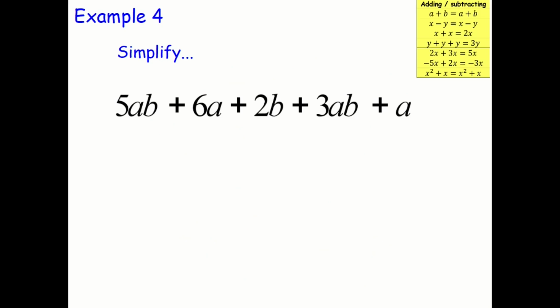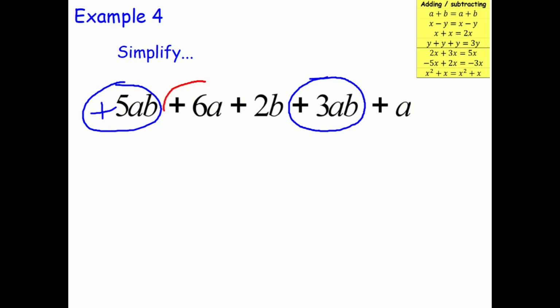Okay, example number 4. Simplify 5ab plus 6a plus 2b plus 3ab plus a. Okay, what are my like terms? Well, I've got an ab here, and I've got a plus 3ab here. I've got an a term here and an a term here. And I've just got a b on its own here.